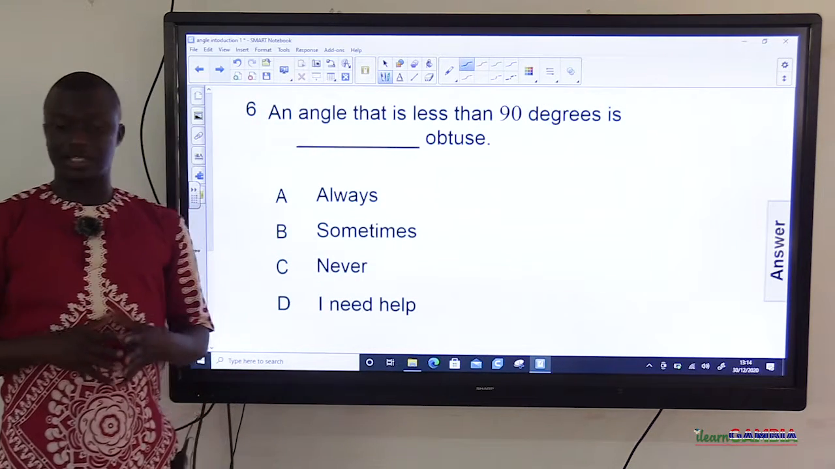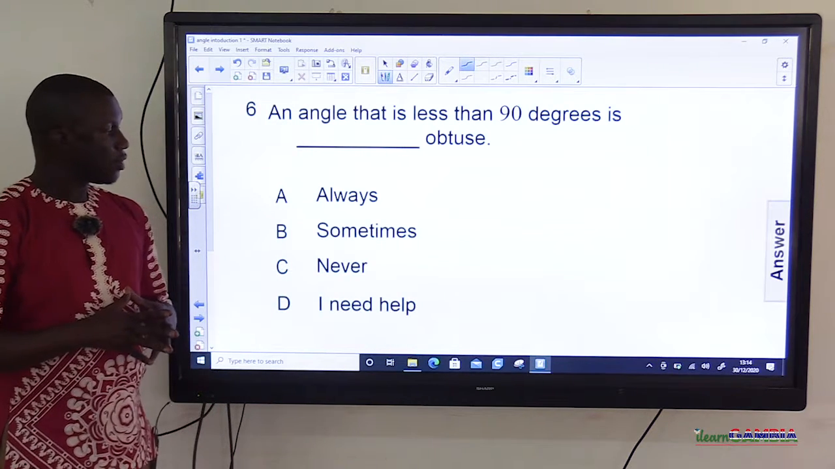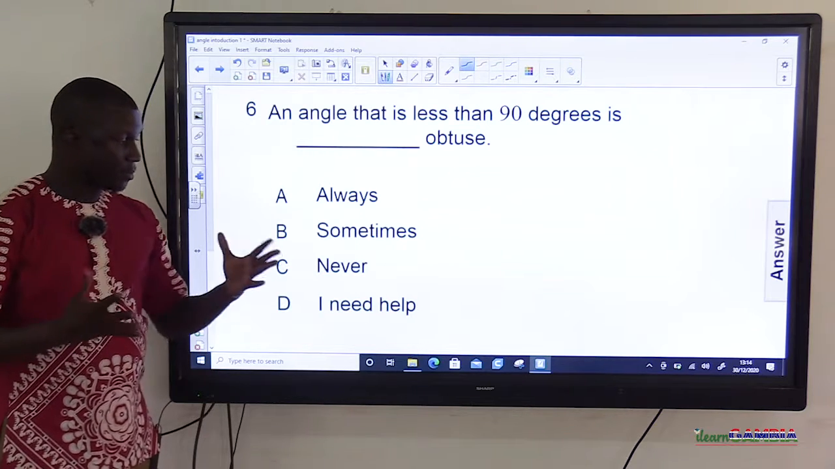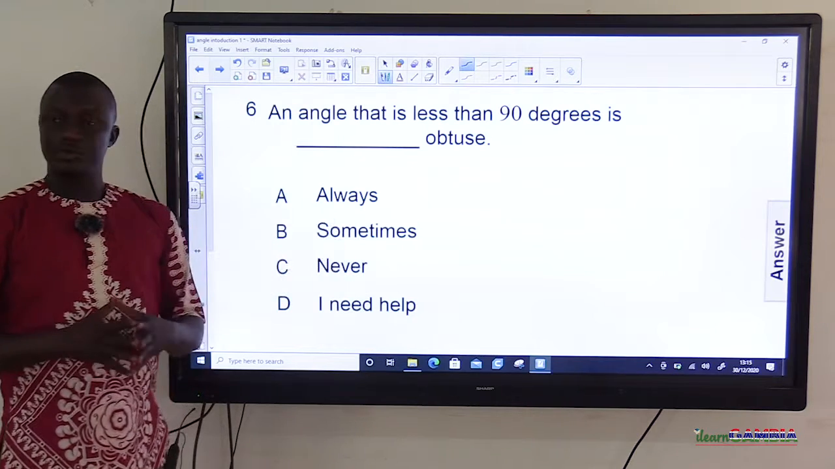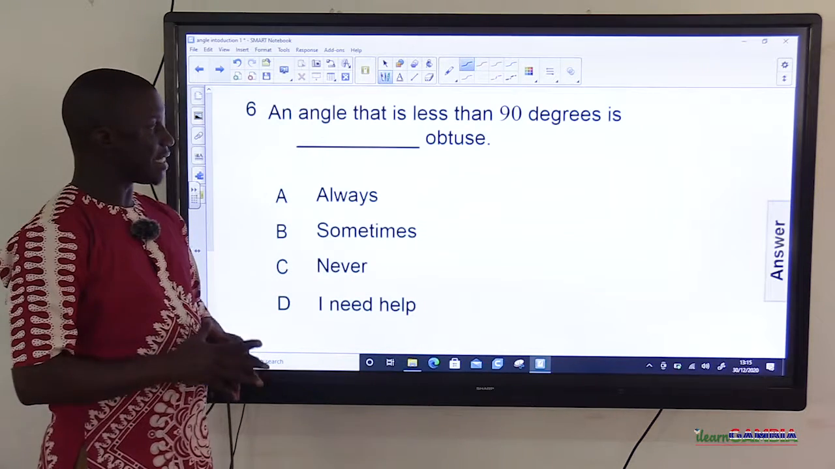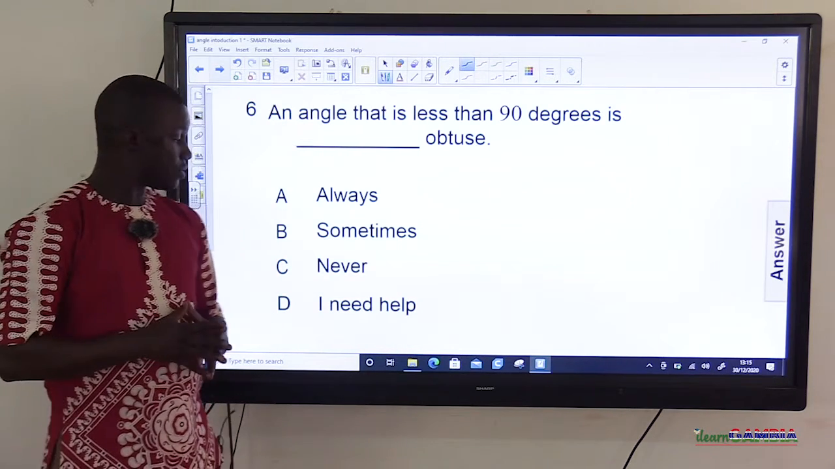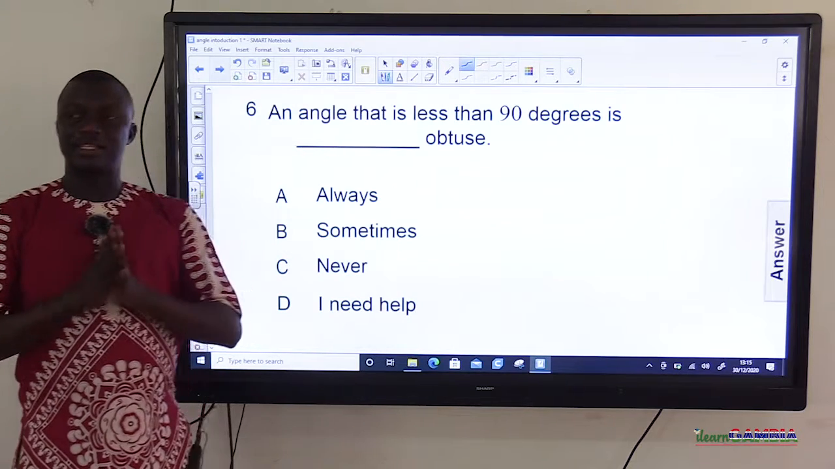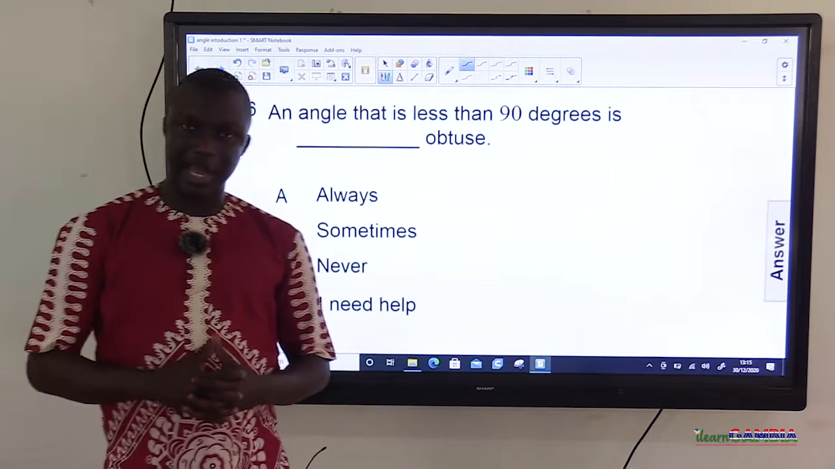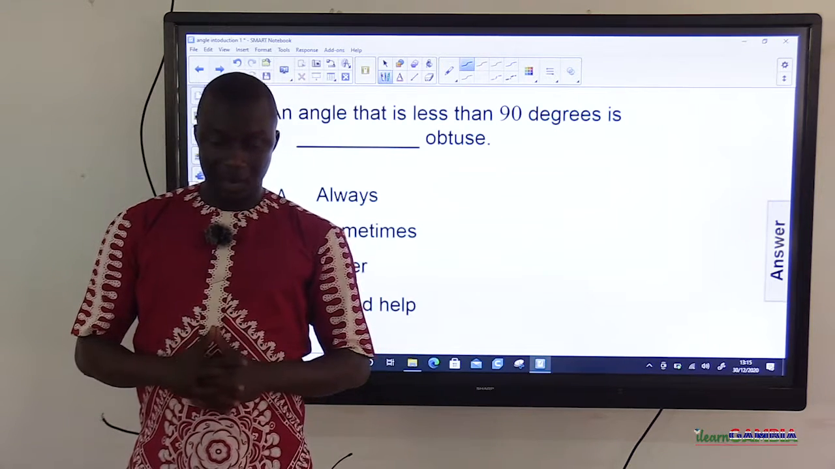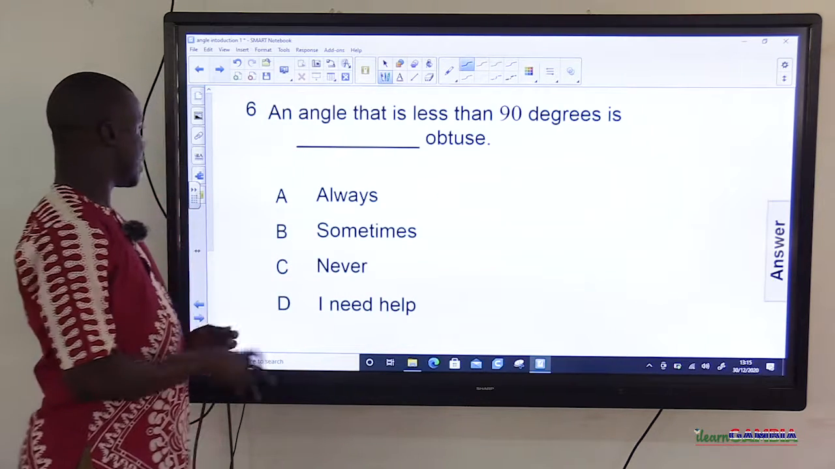Another question, question 6 says, an angle that is less than 90 degrees is what? A, always obtuse. B says sometimes obtuse. C is never obtuse. And D, you might need help. An angle that is less than 90 degrees is always obtuse? That is not so. Sometimes obtuse? It is never an obtuse angle. Any angle that is less than 90 degrees is called an acute angle. So therefore, this angle cannot be an obtuse angle so long as it is less than 90 degrees.